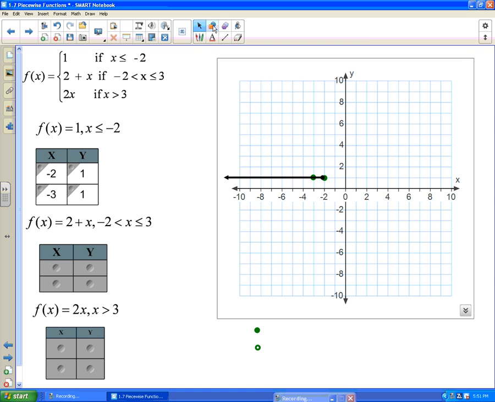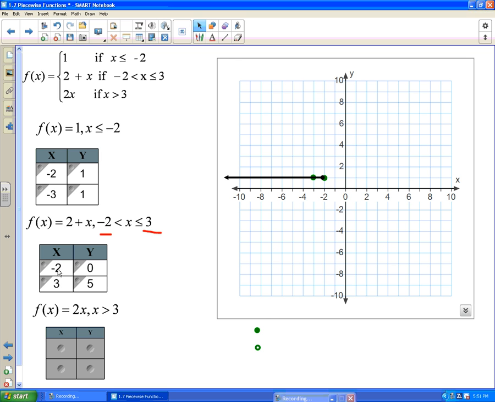Let's look at the second function. Remember, when you're setting your tables up, you're paying attention to the endpoints, to how the domain is stated. This says this is true for all x's between negative 2 and 3. So f of x equals 2 plus x whenever x is between negative 2 and 3. So again, that's how we're going to start our table. We should start with a negative 2. It begins at negative 2. If I plug in a negative 2, 2 minus 2 is 0. I only need 2 points for my line, so I might as well pick the endpoint of 3. So I plug in a 3, and 2 plus 3 is 5.